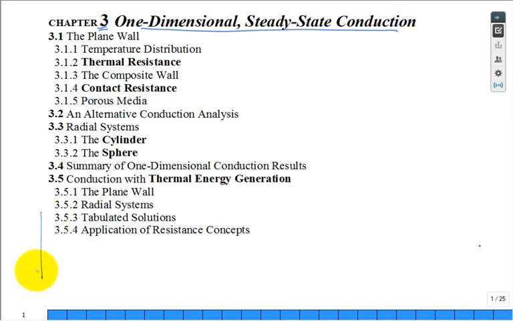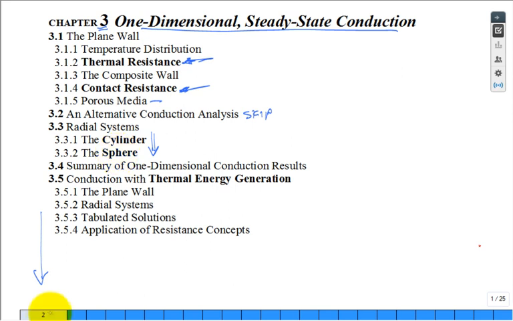It's a long chapter. I truncated it here. We're going to get to the thermal resistance concept. And then we'll get to contact resistance. I don't make a big deal of porous media. If you need to study porous media, it's pretty intuitive what's happening. You need effective thermal conductivity. And then I think I skipped this one totally. We just don't have time for alternative conduction analysis. It's straightforward, but I just skip it. And then later we'll get to it. I don't think we'll get to it today, but radial systems. The heat transfer through a wall of a cylinder or the wall of a sphere.